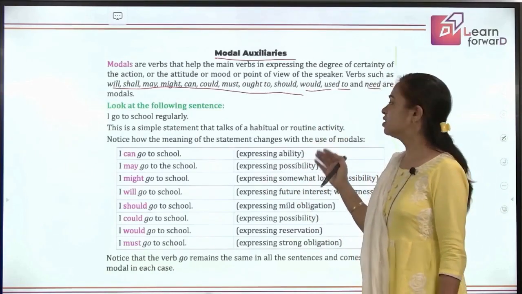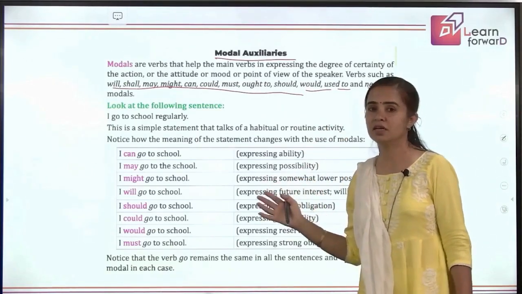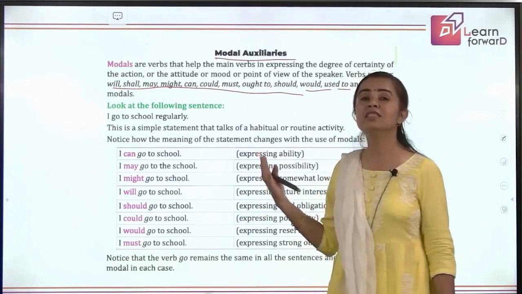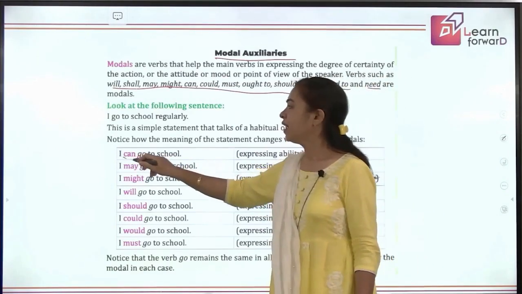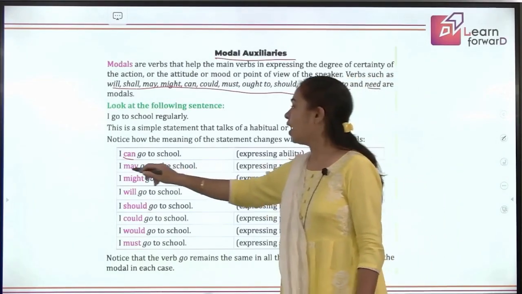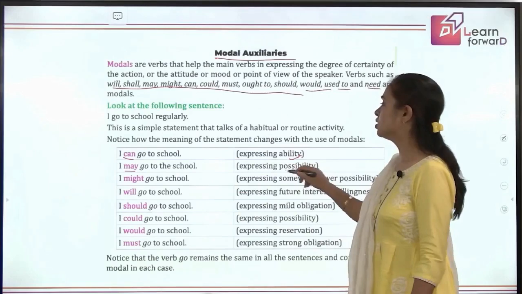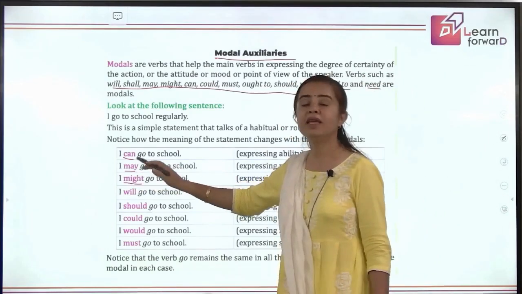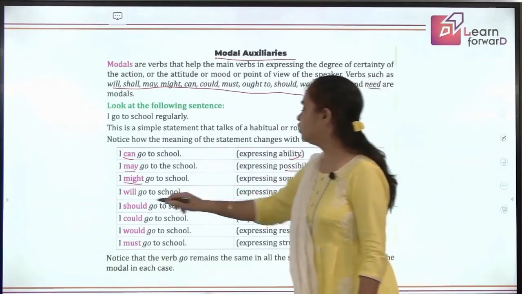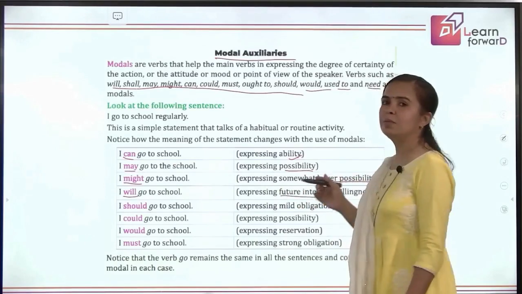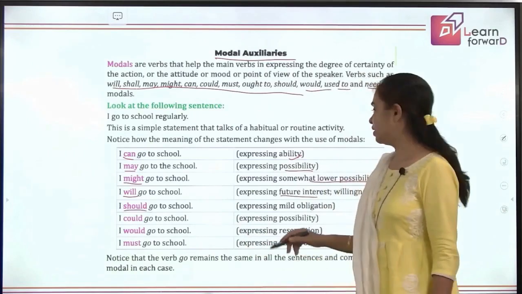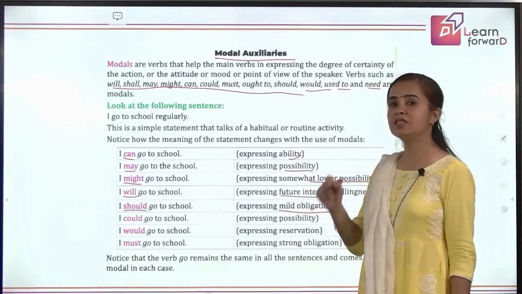But first, let's see how, in the same sentence structure, the change in modal changes the mood of the speaker or what is signified in the sentence. Like if I say, I can go to school, it shows that I am talking about my ability. Then I may go to school, that means I am talking about the possibility. I might go to school. May shows you a strong possibility, might shows you a lower possibility. Now if you say I will go to school, that means simply in future tense you are saying that I'll go to school. I should go to school, that is telling you the obligation. That means it's the right thing to do.